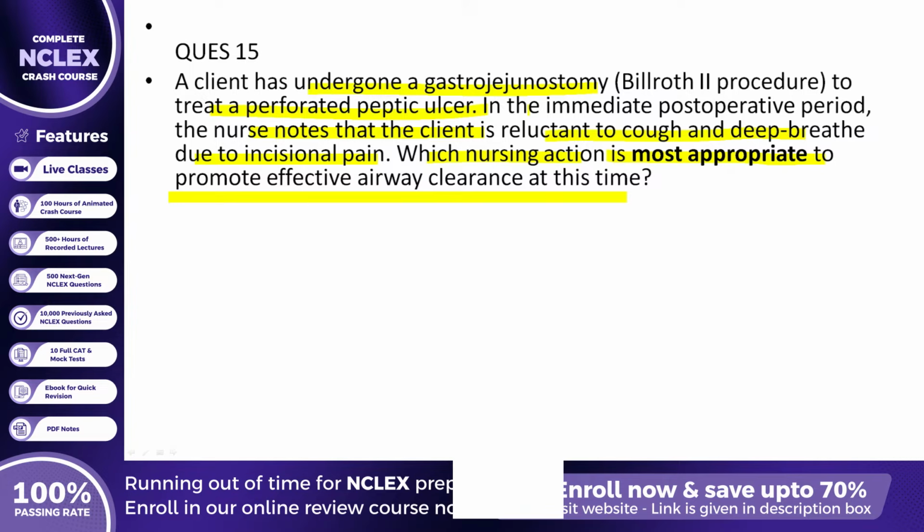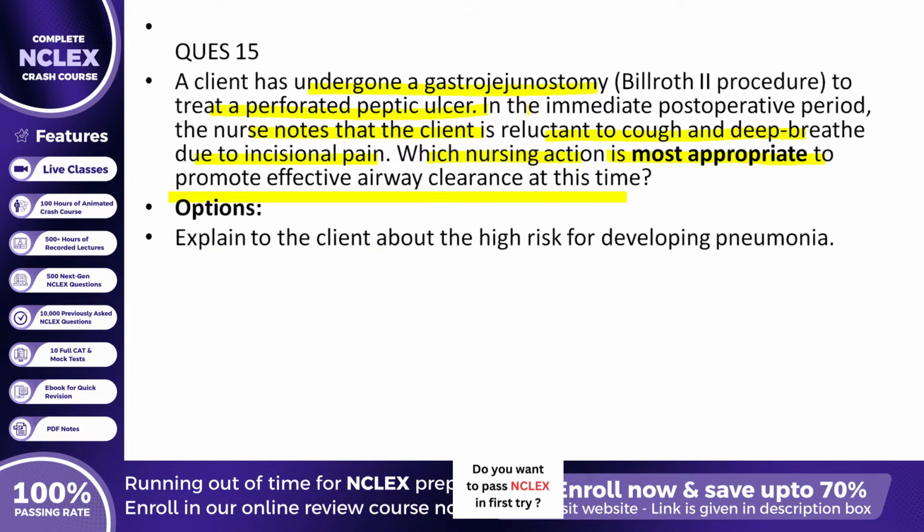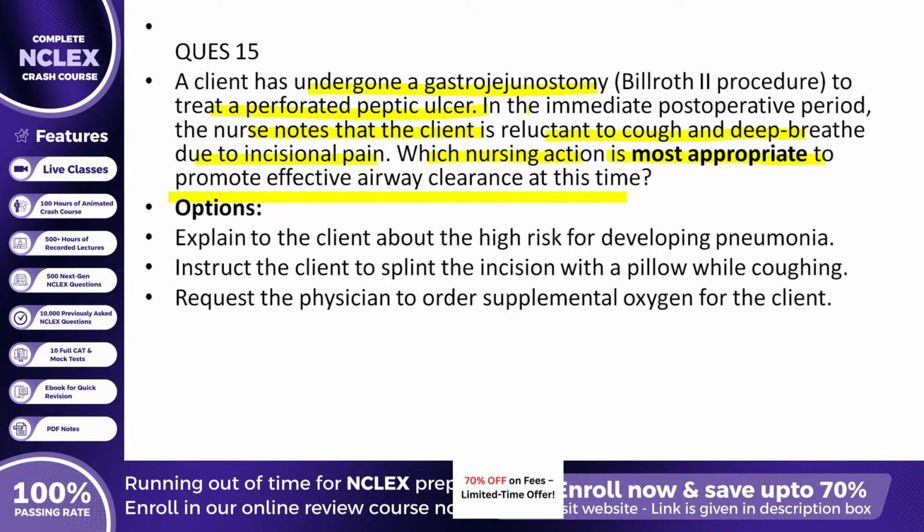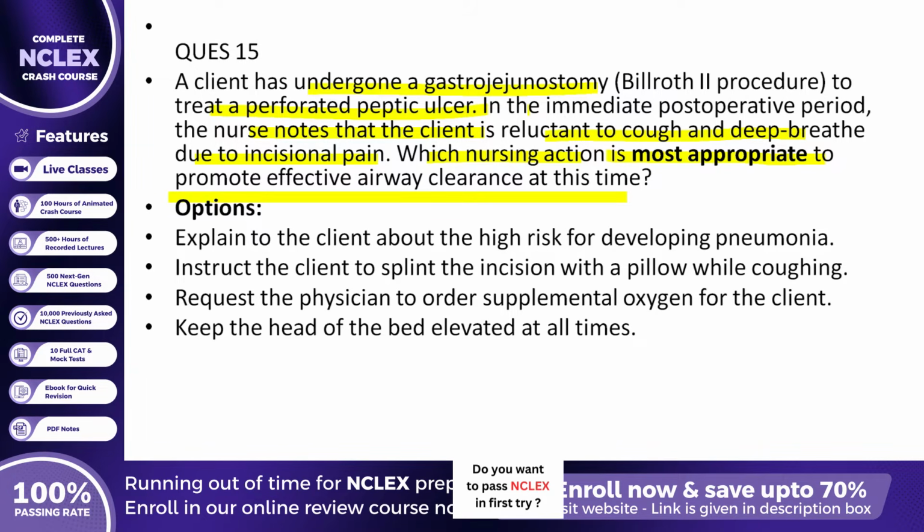Here are the options. The first option suggests explaining to the client about the high risk for developing pneumonia. The second option recommends instructing the client to splint the incision with a pillow while coughing. The third option advises requesting the physician to order supplemental oxygen for the client. The fourth option proposes keeping the head of the bed elevated at all times. The correct answer is Option 2. Instruct the client to splint the incision with a pillow while coughing.